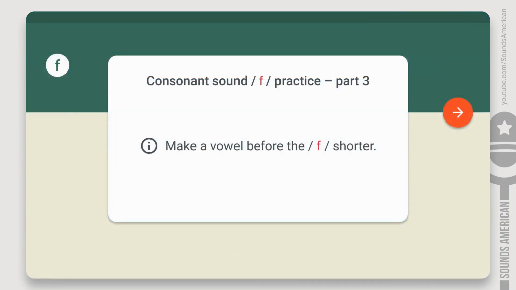Great job! Now let's practice pronouncing words with the f sound at the end. Don't forget that this is a continuous sound, and you have to make the vowel before it short. Let's do it.